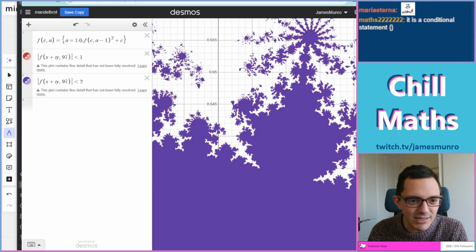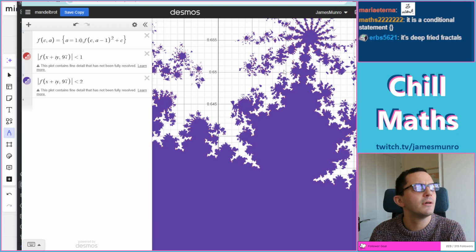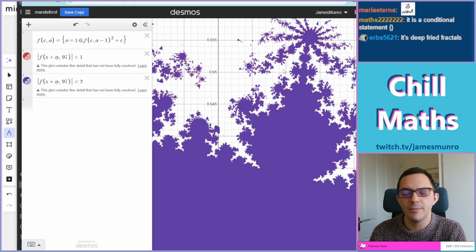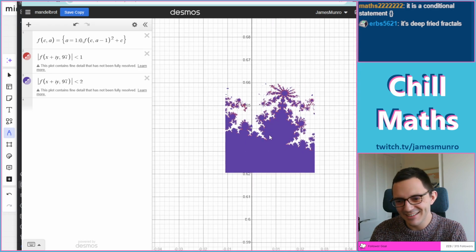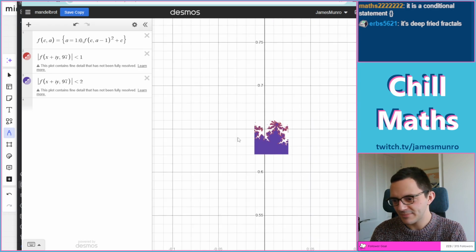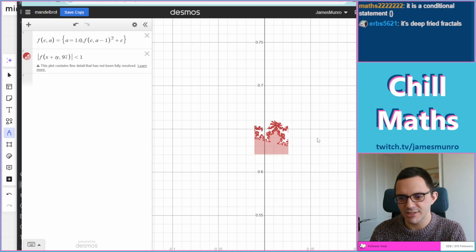Okay, so the brackets are how Desmos apparently does this if statement thing. Oh, so we can do something like that for a birthday problem, can't we? They are a bit deep fried. Yeah, there we go. There's the error message I thought we would get. Brilliant work. Love it. I'm making it do twice as much as it needs to.